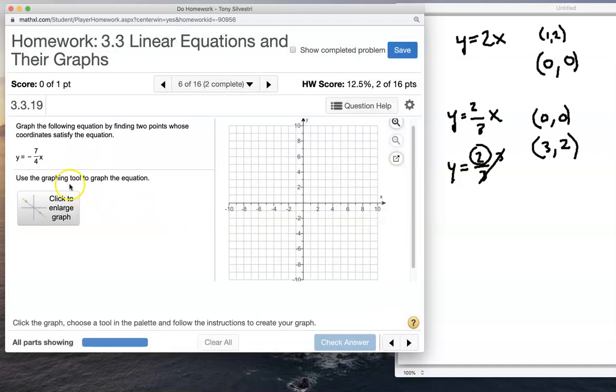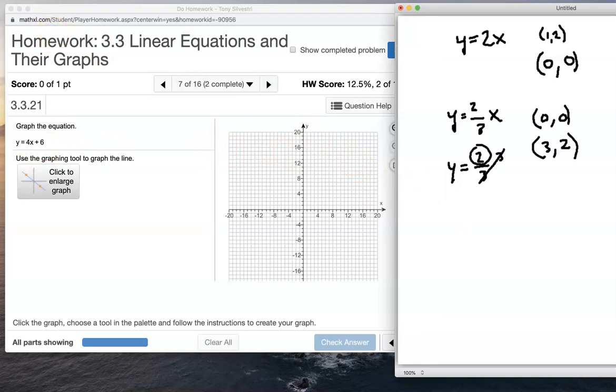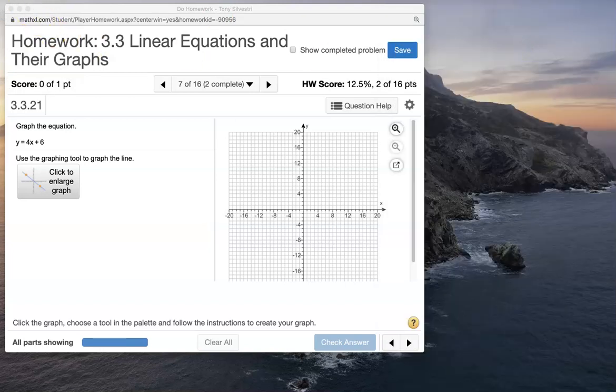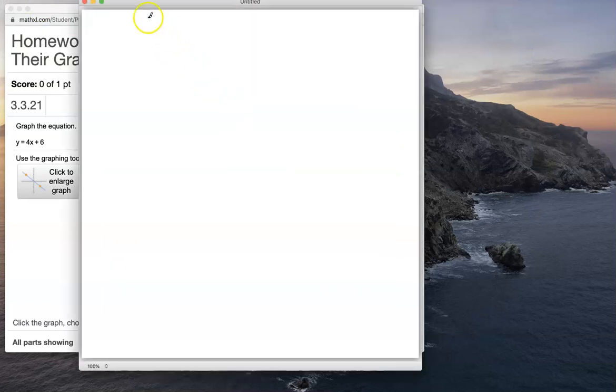I'm going to let you do this one. It's a fraction, so I'll let you do that one. But let's do this one with all we got: y's and x's and numbers. Okay, that's good. And to do that problem, what I'm going to do is clear it, get a new sheet of paper. Don't save it. File, new, okay.